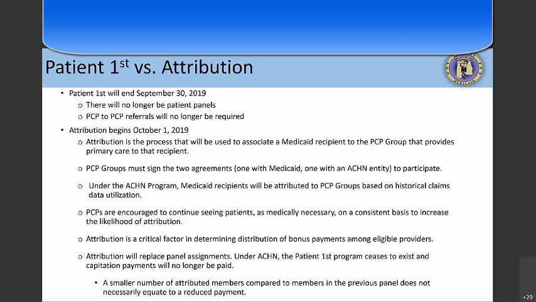Attribution begins October 1st, 2019. Attribution is a process where we'll be associating a Medicaid recipient to the PCP group that provides primary care. The big difference is that Patient First panels were a prospective assignment: you were assigned patients for this coming month. Attribution is retrospective. We evaluate all of the care provided to a recipient over the past 2 years and determine who the patient should be attributed to. Who has provided the most care?